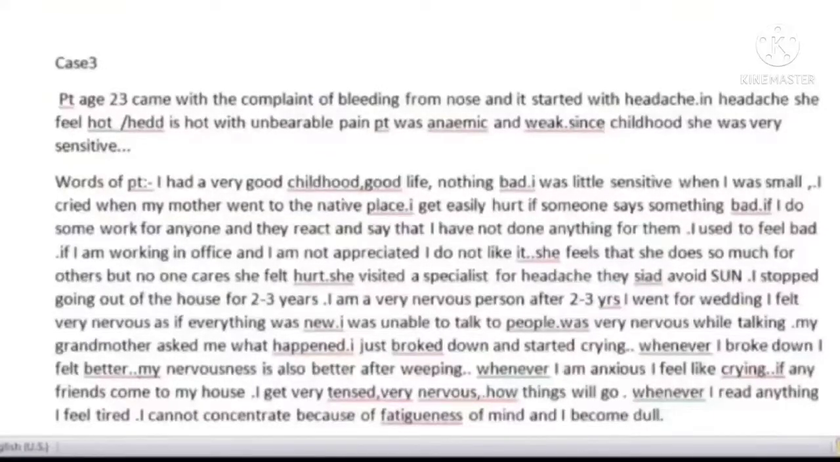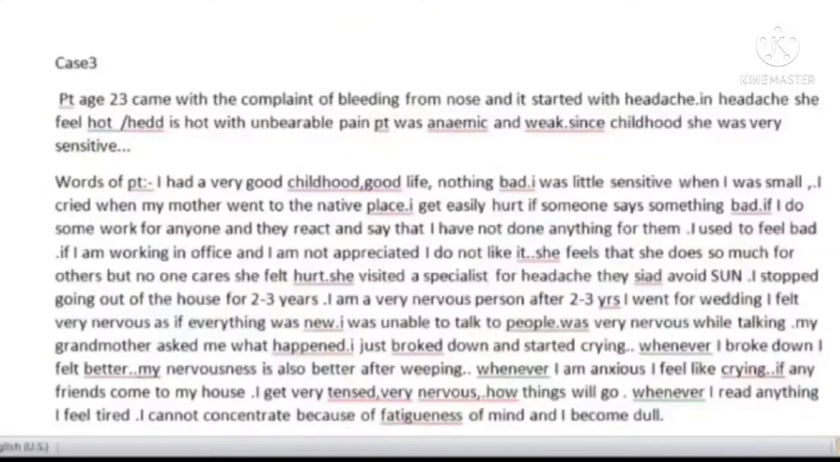If I do some work for anyone, they react. And being in the office, when I'm not appreciated, I do not like it. She feels that she does so much for others, but no one cares and she feels hurt. She visited a specialist for the headache issue and they said that you have to avoid sun to get rid of it. And she said, I stopped going out of the house for 2 to 3 years.